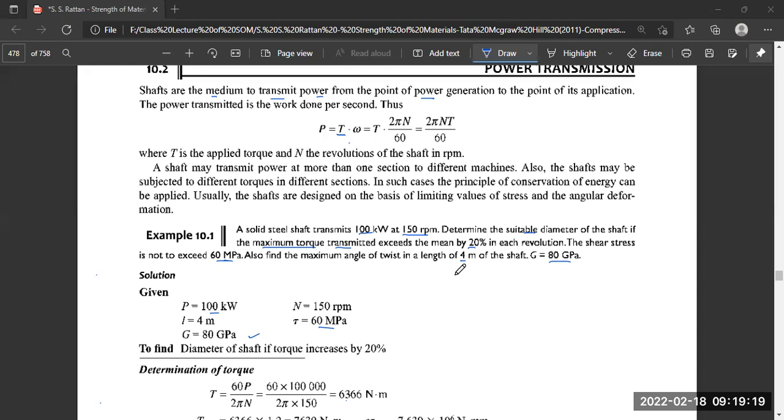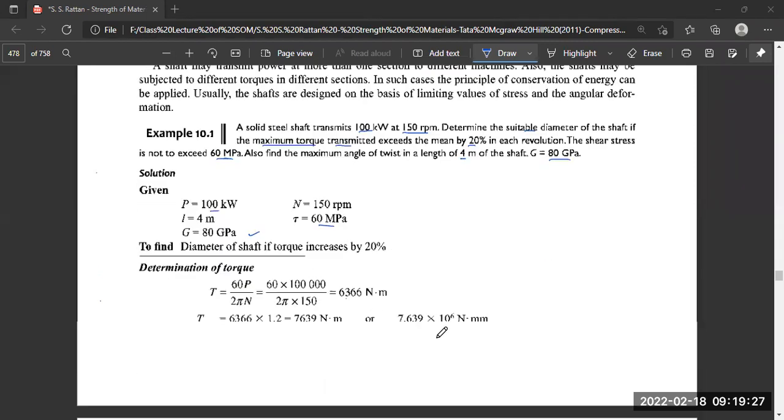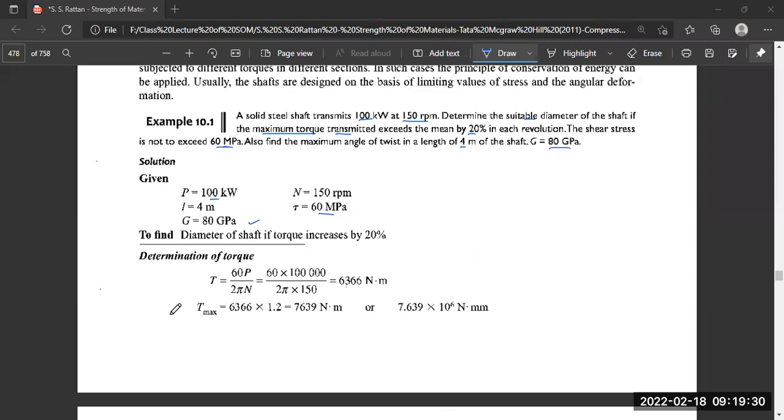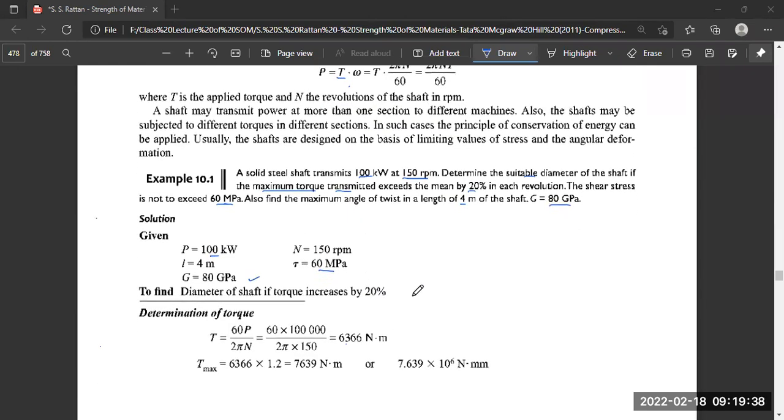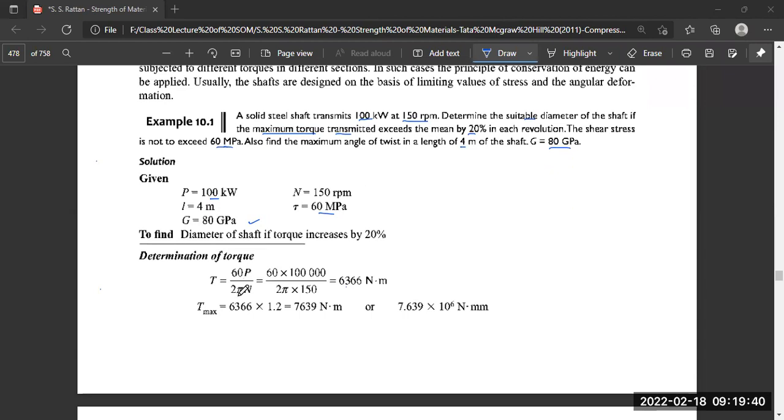With these known parameters, we are supposed to calculate the maximum suitable diameter of the shaft, as well as the maximum angle it can twist. How have we done this calculation? We use this formula: P is equal to 2 pi n T divided by 60. With this formula, we determine the torque.